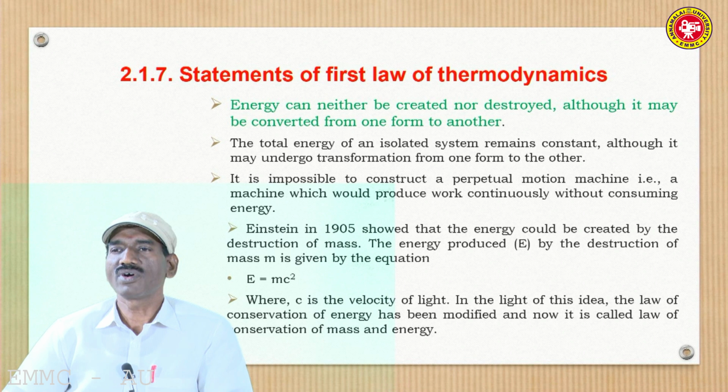Third one, it is impossible to construct a perpetual motion machine, that is, a machine which would produce work continuously without consuming energy. Another definition is by Einstein. Einstein in 1905 showed that energy could be created by the destruction of mass. The energy produced E by the destruction of mass m is given by the equation E is equal to mc squared, where c is the velocity of light. In the light of this idea, the law of conservation of energy has been modified, and now it is called the law of conservation of mass and energy.